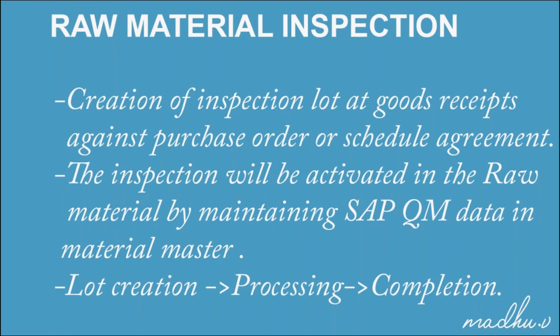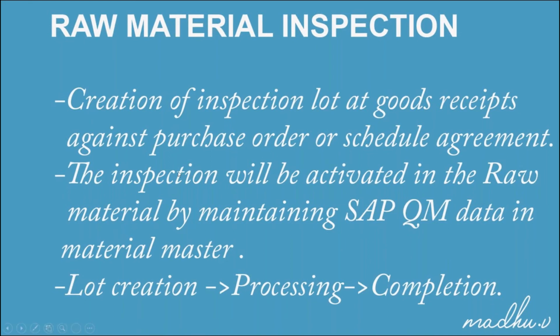Once the raw materials come to the plant, the materials cannot be directly put into the storage location. First they must be checked by the quality department. If they are good, then they will go into the storage location. If they are not good, they are returned to the vendor. That is how QM and MM are tightly integrated.